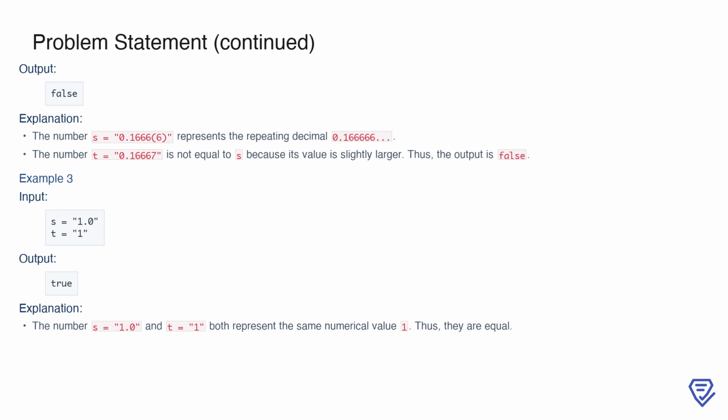the output is false. In the third example, the inputs are s equals 1.0 and t equals 1. The string s equals 1.0 is equivalent to the integer 1, and t equals 1 is also the integer 1. Since both represent the same value, the output here is true.